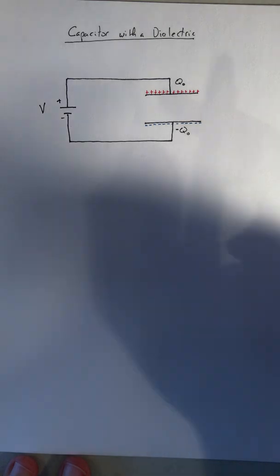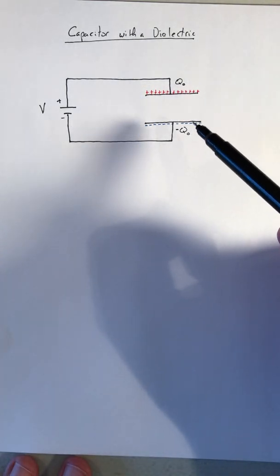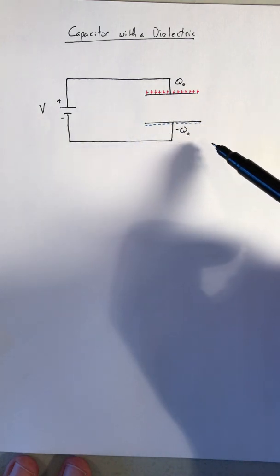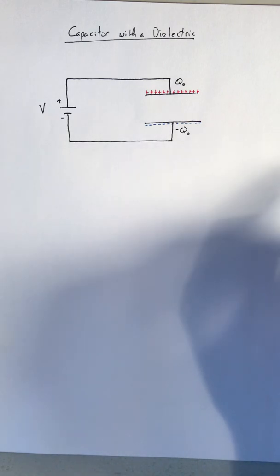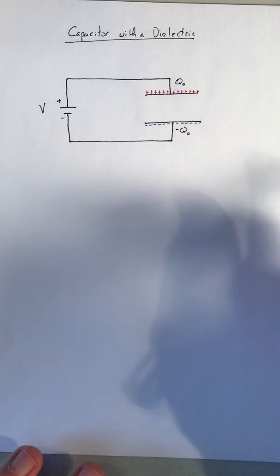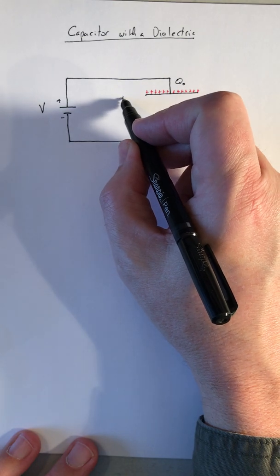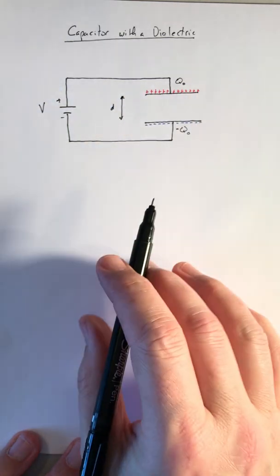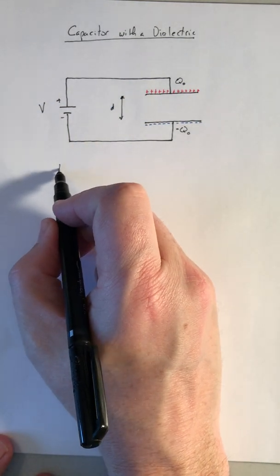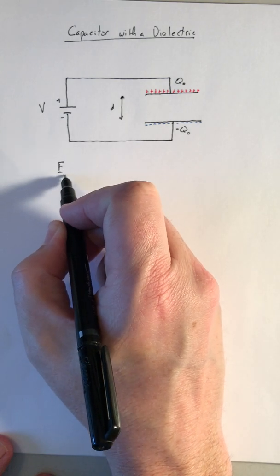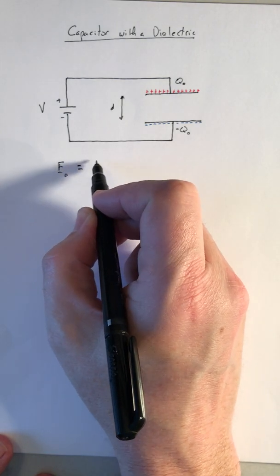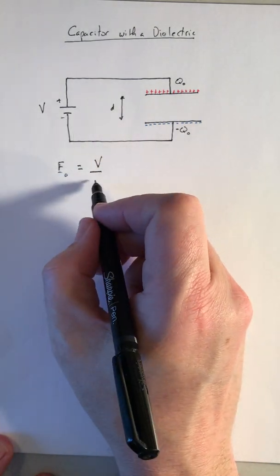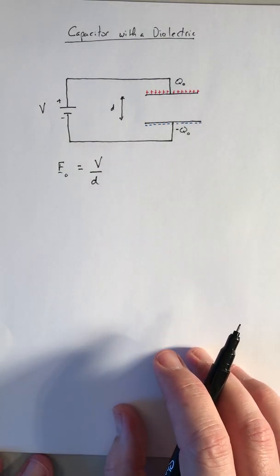Capacitors are not creating charge out of nothing. Whatever charge there is on the positive plate, you always have the opposite on the negative plate, so the total charge of the capacitor is going to be 0. If we call the space between the two plates D, we can calculate what the electric field is going to be between those two plates. It's going to be the potential difference between the plates caused by the battery divided by that separation.